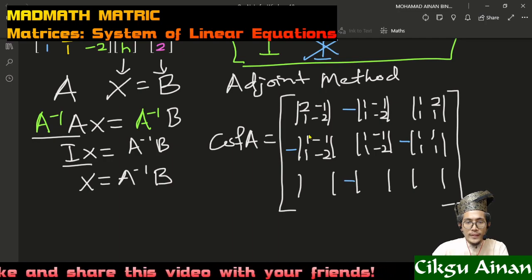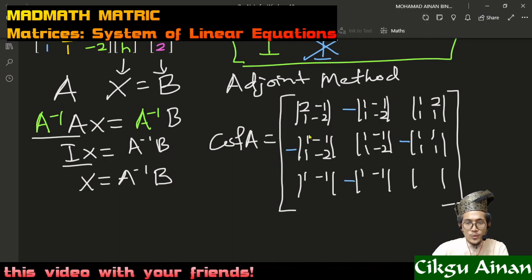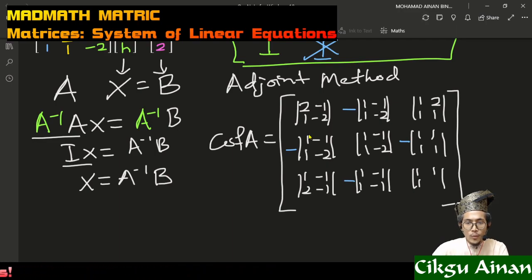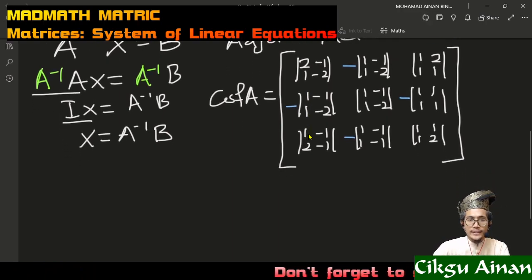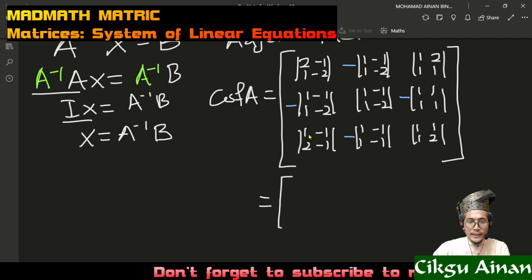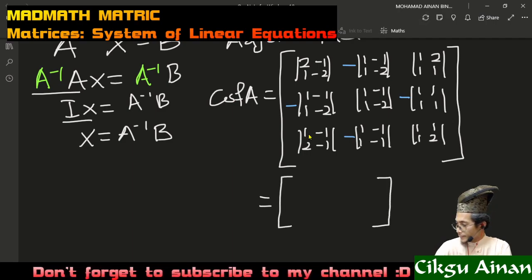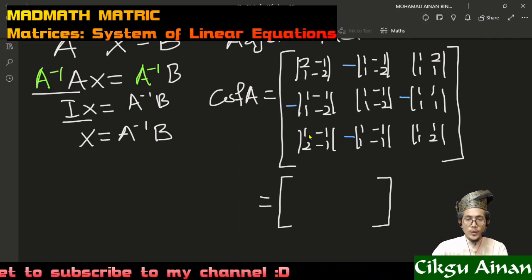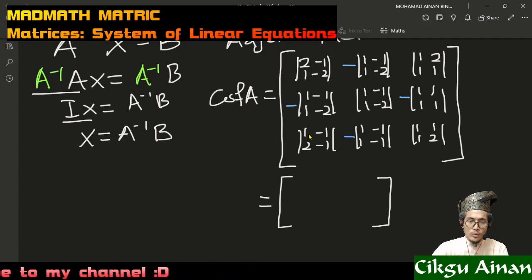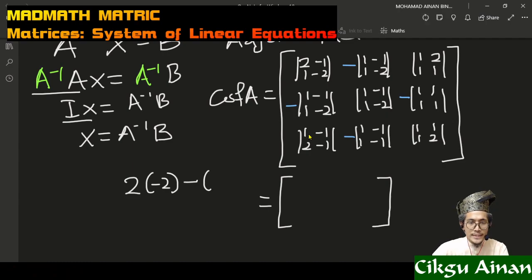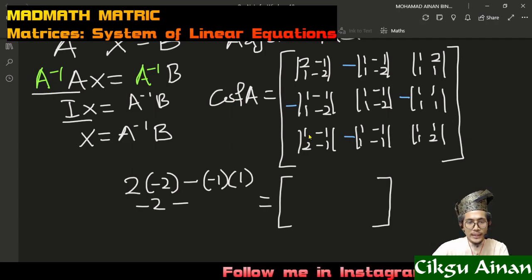Okay, and then this one: 1, 1, 1 over here, 2, minus 1, 1, minus 1. Okay, so we have done copying the cofactor. Now we are calculating the numbers, one by one. The first one over here is 2 multiplied by minus 2, minus 1 multiplied by 1. So this is minus 2, this is minus 1, so we get minus 1.